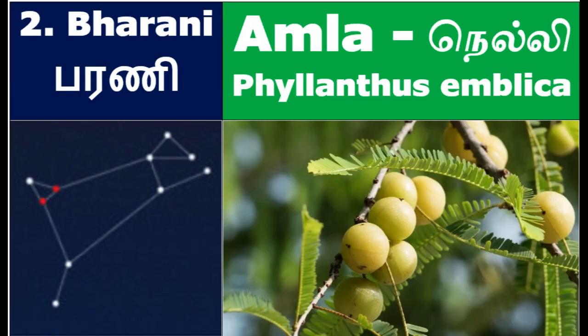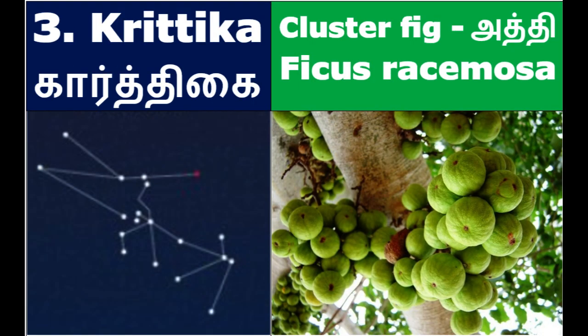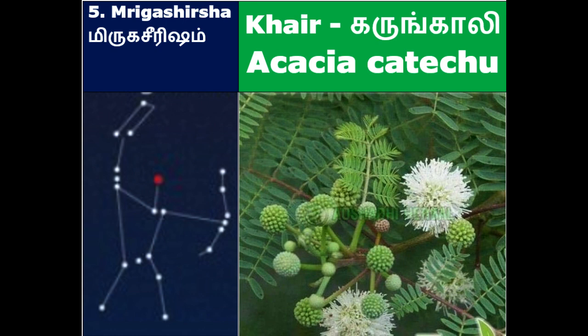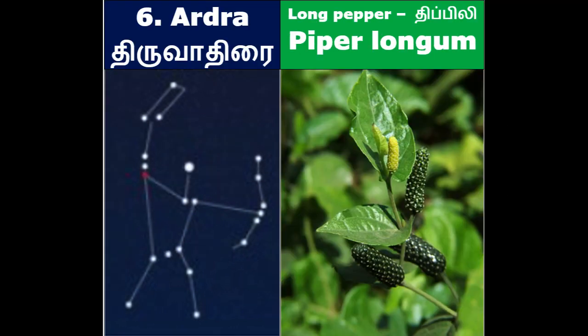Bharni Nakshatra is connected with Amla tree. Kritika Nakshatra is linked with cluster fig tree. Rohini Nakshatra is associated with Jamun tree. Mrigashirsha Nakshatra is connected with Khair tree. Ardra Nakshatra is linked with long pepper vine.